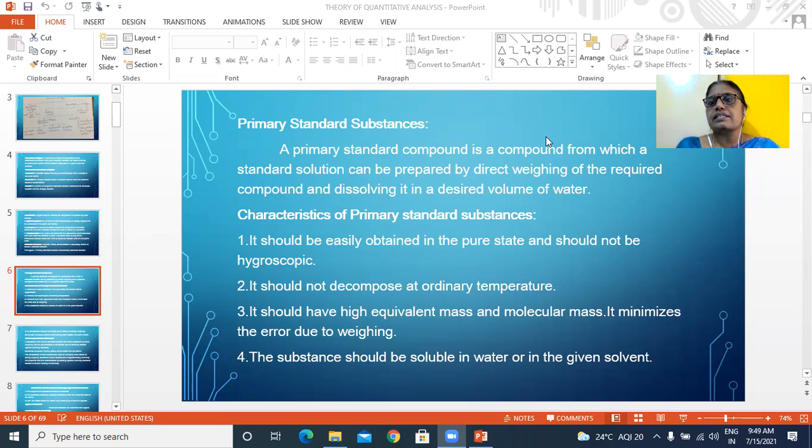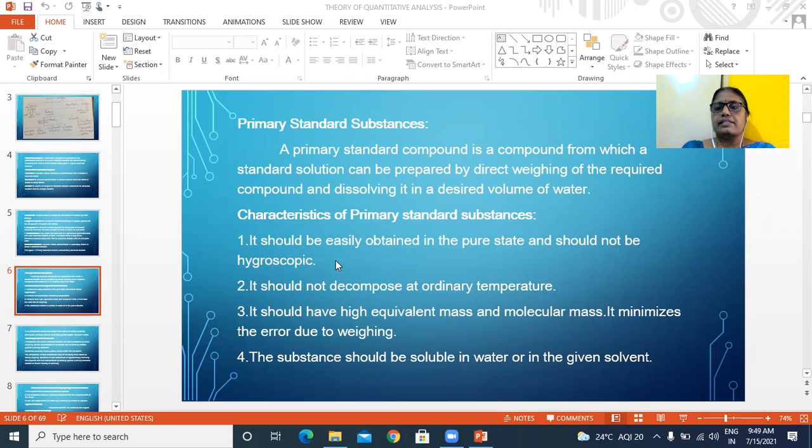So what are the main characteristics of a primary standard substance? Not all substances can be used as primary standard substances. Only a few can be used, in general sodium carbonate, potassium dichromate, potassium permanganate, oxalic acid, etc. So basically, if a substance possesses the main characteristics, then it can act as a standard solution, that means a standard solution can be prepared from that substance.